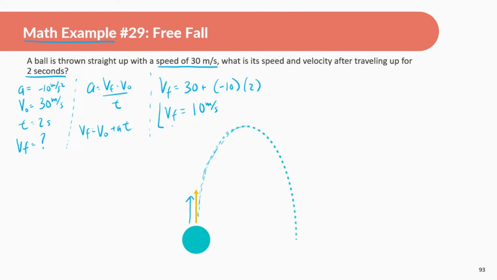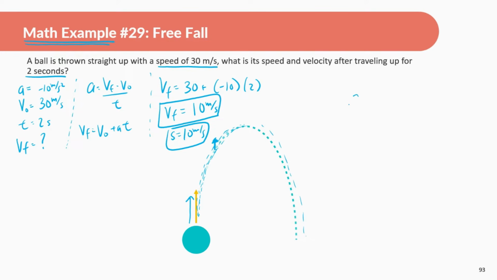And I want you to think about that. If the final velocity is positive 10 meters per second, does that mean it's on its way up, or does that mean it's on its way back down? We should know that it's actually still on its way up, somewhere over here. I don't know where. And the speed, again, is also going to be 10 meters per second. Okay, that's the math way of doing it, but let's talk about the conceptual way of doing it.